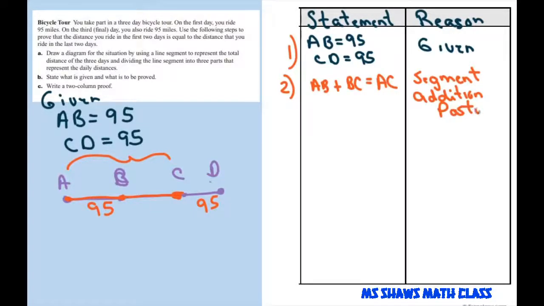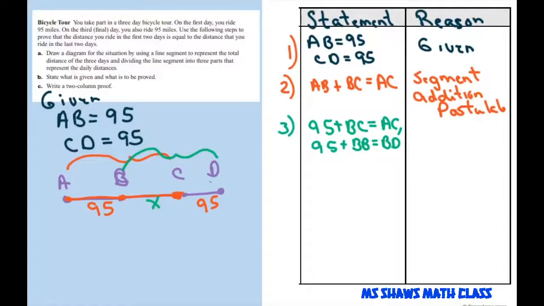I'll just put postulate. All right. And then I'm going to write next for 3 that 95 plus BC equals AC. So we've got a little X there. And we can also write 95 plus BC equals BD if you add these up.